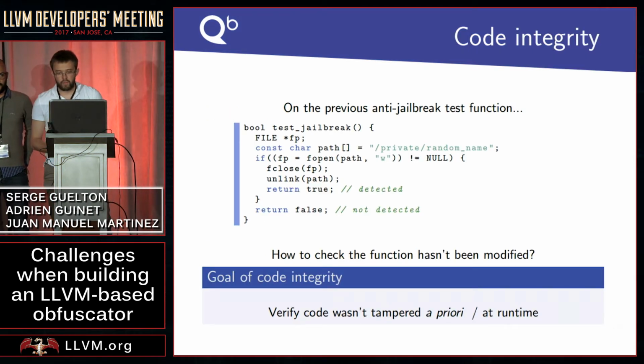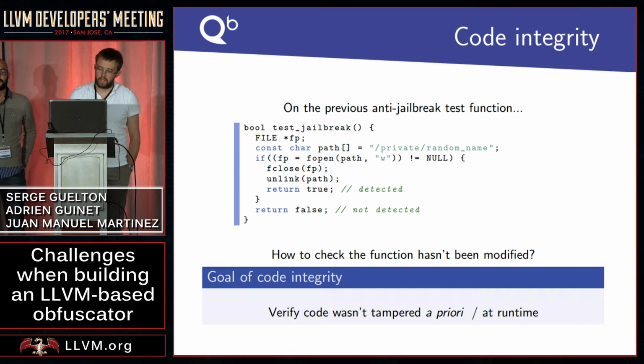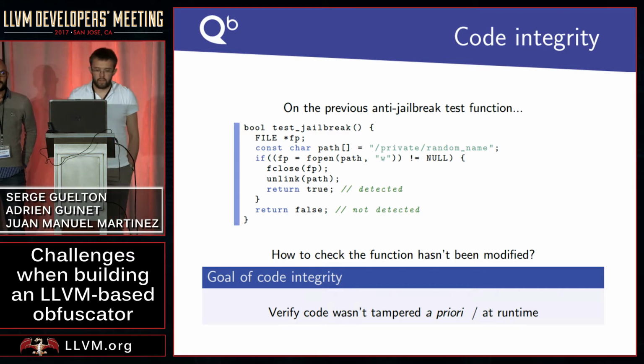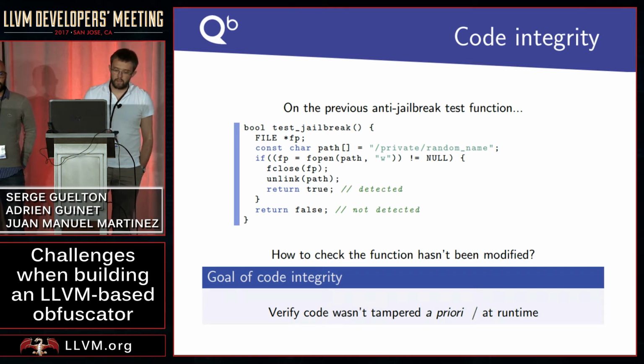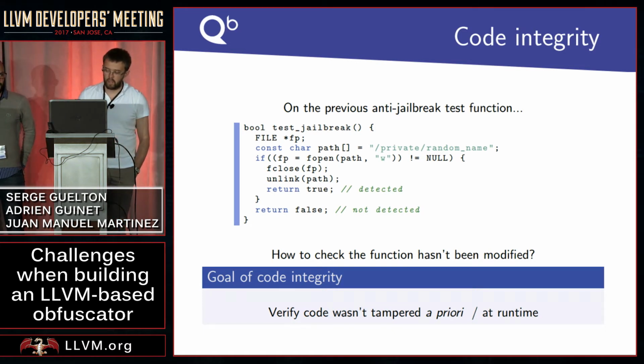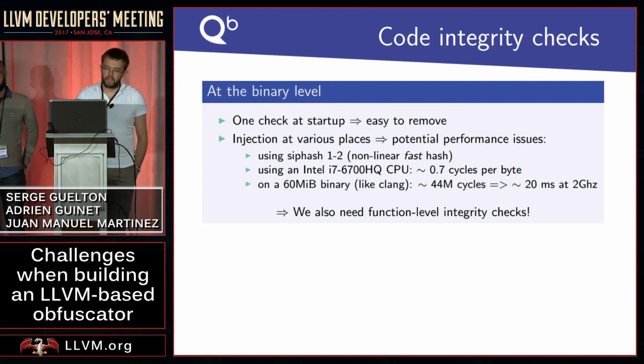So if we take the previous function that Juan showed that checks if an iOS device is jailbroken, one property that we would like is to know whether the function has been modified or not. So what we call code integrity is basically some checks. So we verify that the code hasn't been modified before the binary has been launched, and that it hasn't been modified at runtime, for instance, by a debugger. So one way to do that is to say, okay, let's take the hash of the whole binary, and let's check at startup if this hash is still the same.